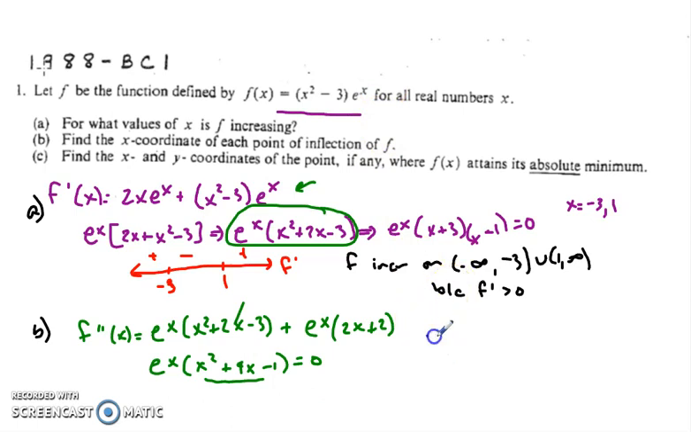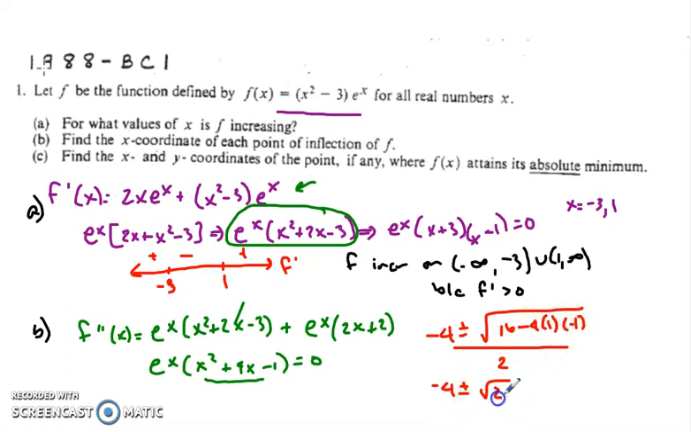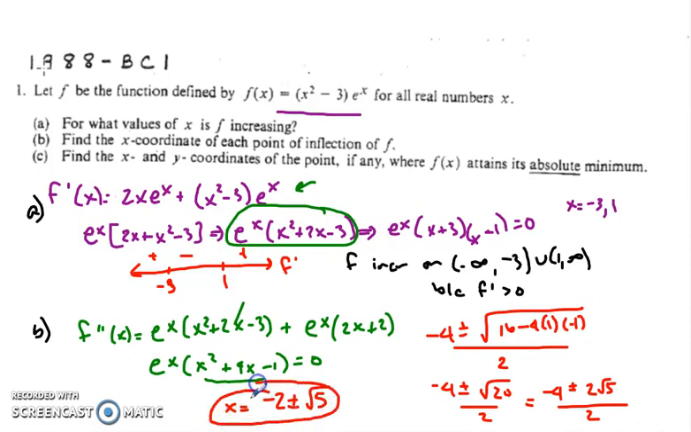I'm going to have negative b plus or minus the square root of b squared minus 4ac all over twice a. So that is going to be negative 4 plus or minus, and I have negative 4 times negative 1, so the square root of 20 over 2, which is negative 4 plus or minus 2 rad 5 all over 2, which simplifies to my final answer of negative 2 plus or minus the square root of 5. Those are the x values of my point of inflection.